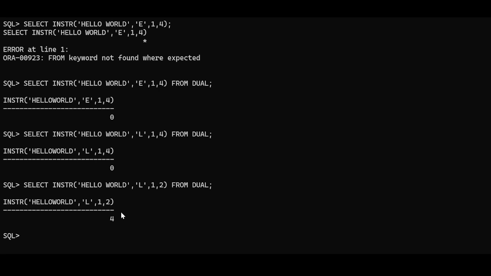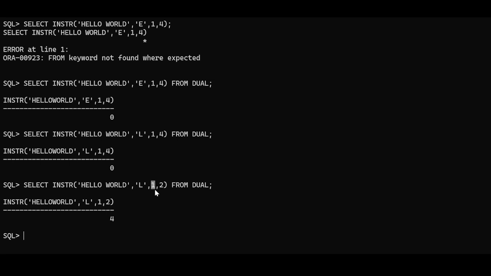Now focus on this example. You are choosing the occurrence of L. This is the actual string. How many times does L occur? You have the first time, the second time, and the third time. And this is defining the position. The position will start from 1, 2, 3, 4, 5, 6, 7, 8, like that. This is the starting position and this is the ending position.